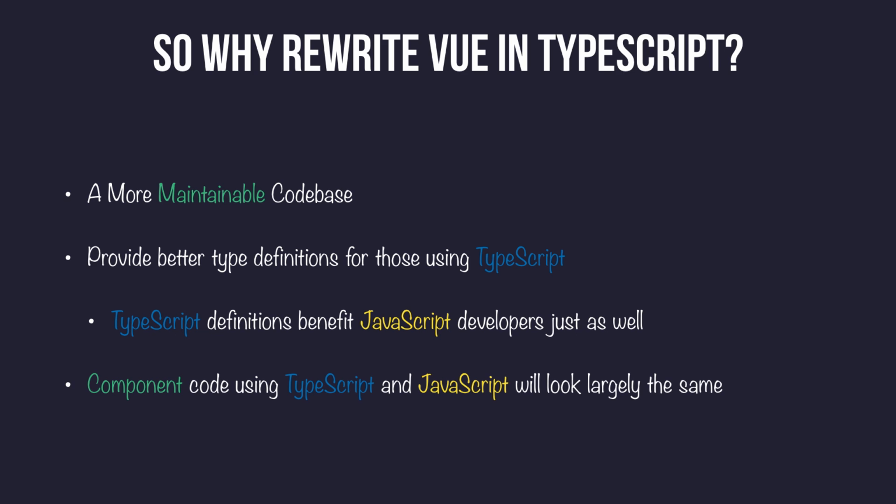Finally, it's really going to give us some component code using TypeScript and JavaScript that will look largely the same. If you compare a TypeScript component in Vue now to what it may look like in JavaScript, they look vastly different. And that's because, again, you need to do a bunch of things to make TypeScript work in Vue these days. And I think that's going to go away. This is pretty exciting. This is one area of Vue 3 that I haven't jumped into yet, so I'm excited to see what this story looks like.